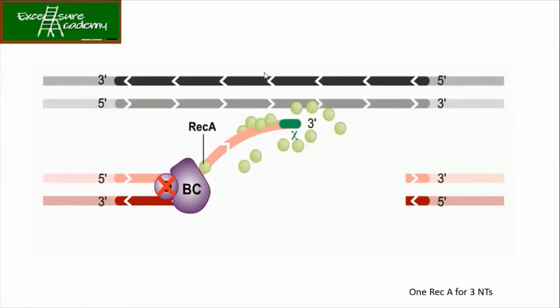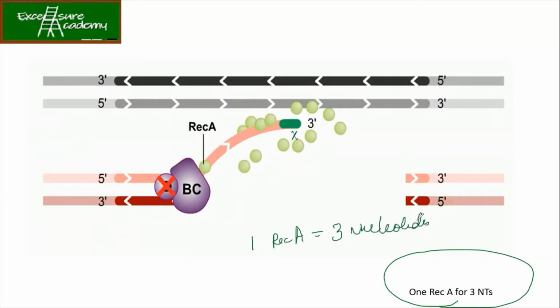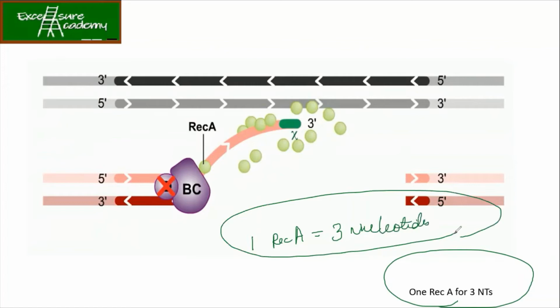Now, this is also important to remember because calculations come for this. One RecA protein is going to bind 3 nucleotides. Can you remember this much? So what is happening? The moment this is free, before the strand invasion, in order to initiate strand invasion, RecA protein will come and it will start binding the single strand DNA like this in a helical manner.